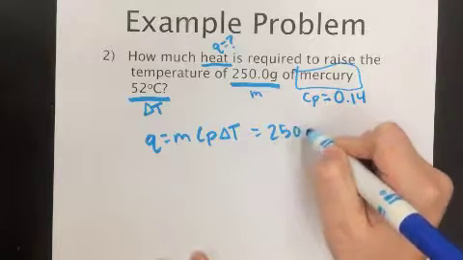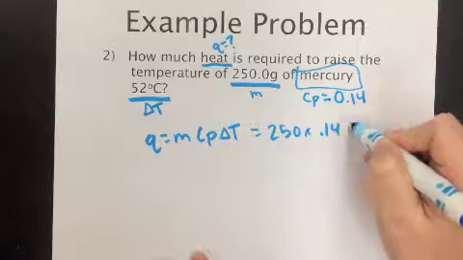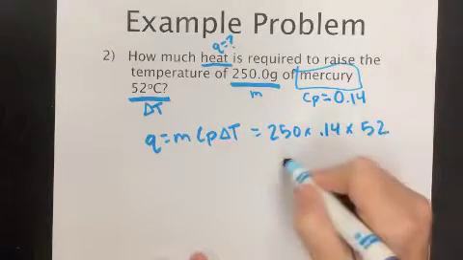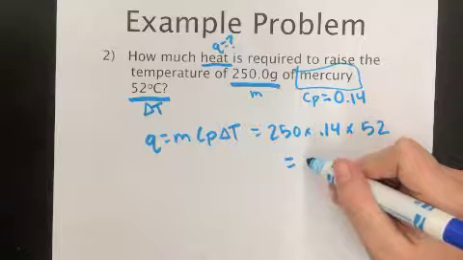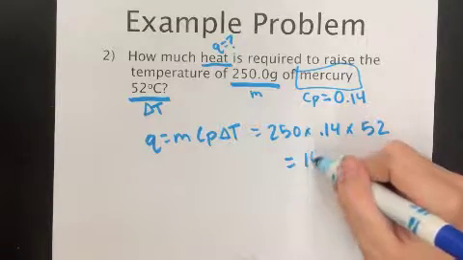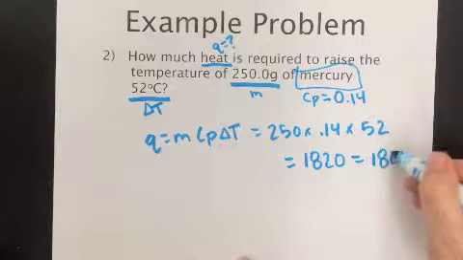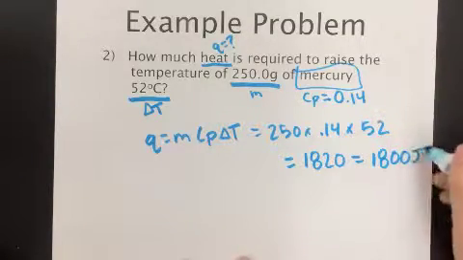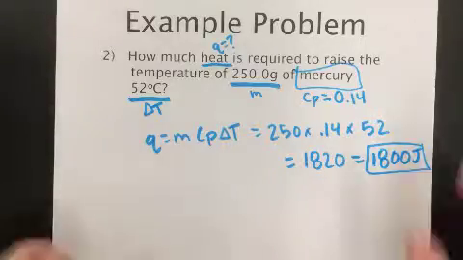Okay, so now you just plug and go. So 250 times 0.14 times 52. You don't even have to do any algebra for this one. So 250 times 0.14 times 52. So your answer, based on sig figs, should only be 2. So this is what you get in the calculator, but only 2 sig figs means that. 1800 joules.